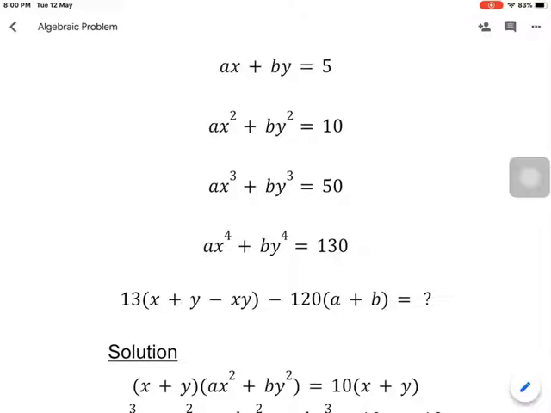ax plus by equals 5, the first of the original equations. ax squared plus by squared equals 10. ax cubed plus by cubed equals 50. Finally, ax to the power 4 plus by to the power 4 equals 130. So what is the value of 113 times (x plus y) minus xy minus 120 times (a plus b)? So that's the value that we are looking for.